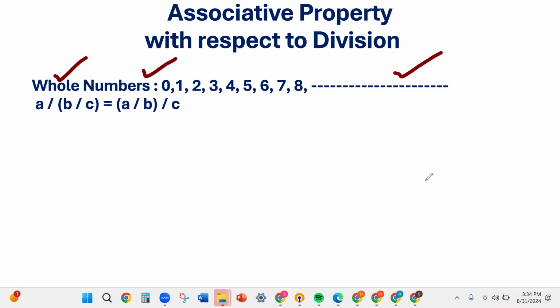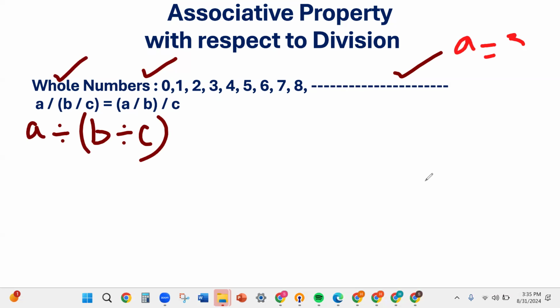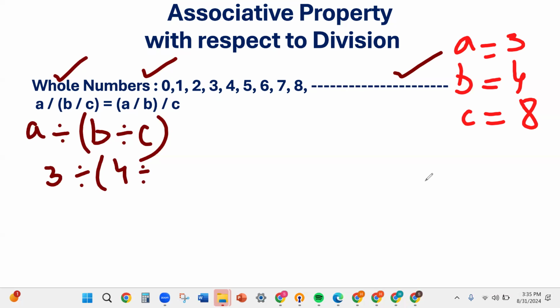So we are going to check the left-hand side. The left-hand side is A divided by B divided by C, with B divided by C in brackets. And you can select your A, B, and C. A is 3, B is 4, and C is 8. We have to substitute in the left-hand side. A is 3, B is 4, and C is 8.